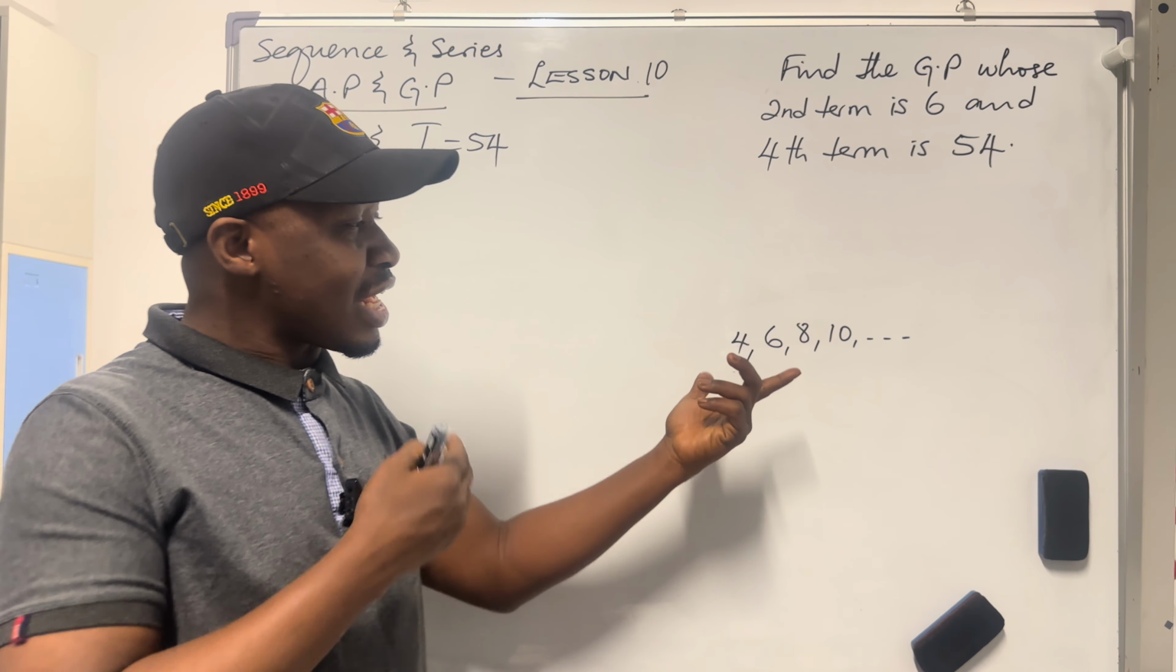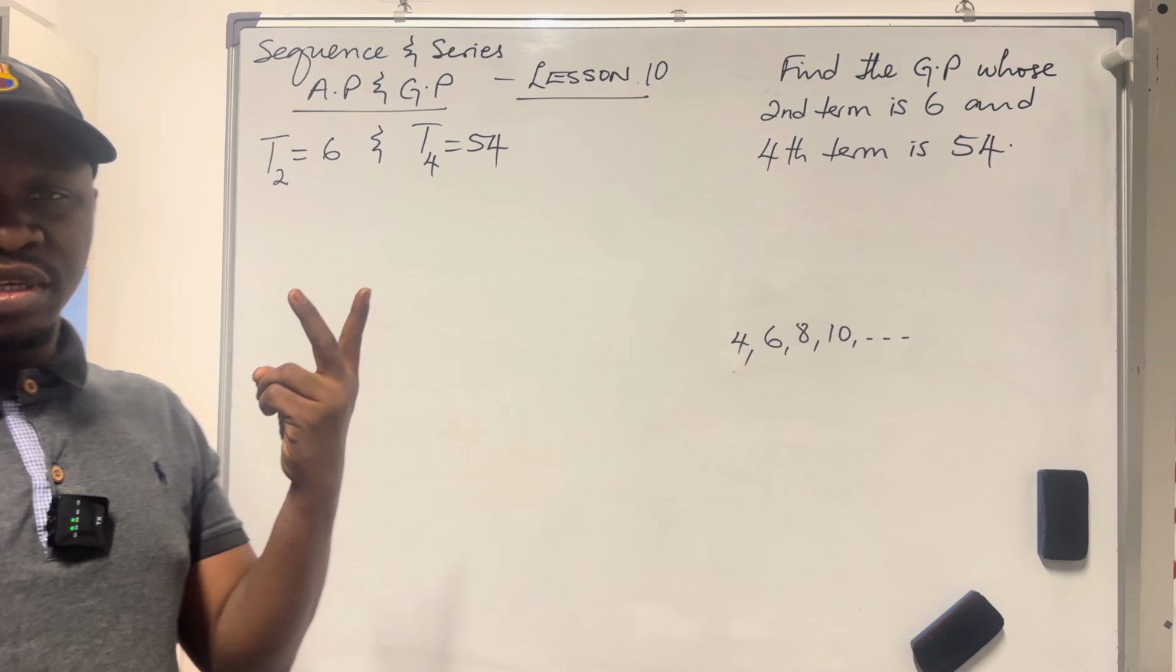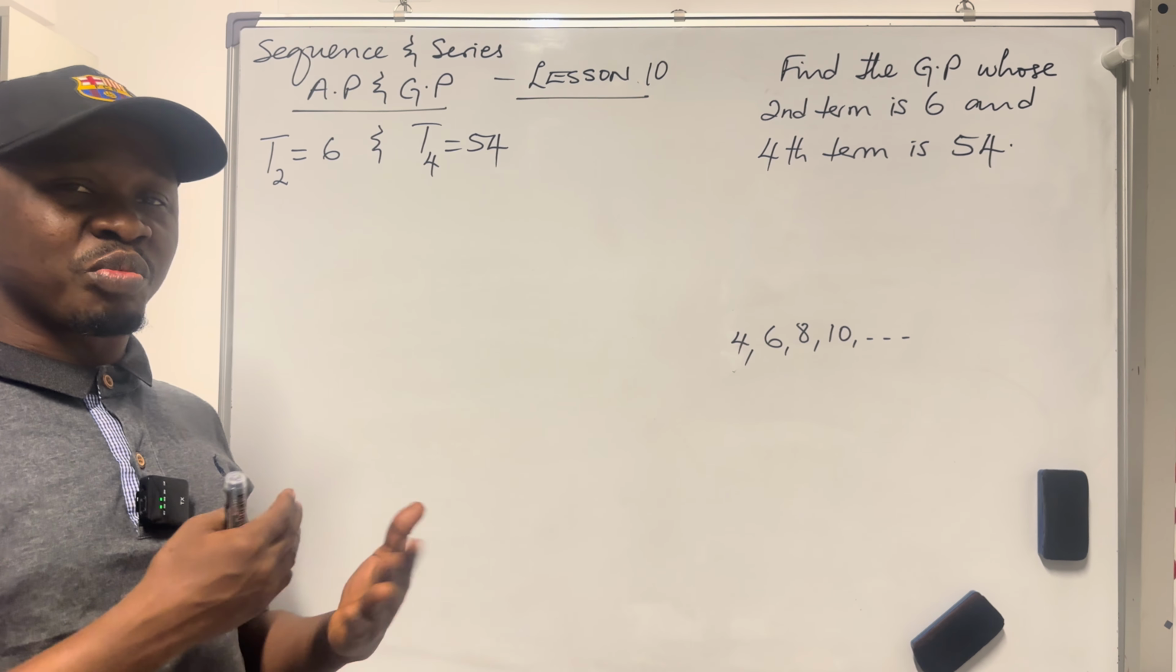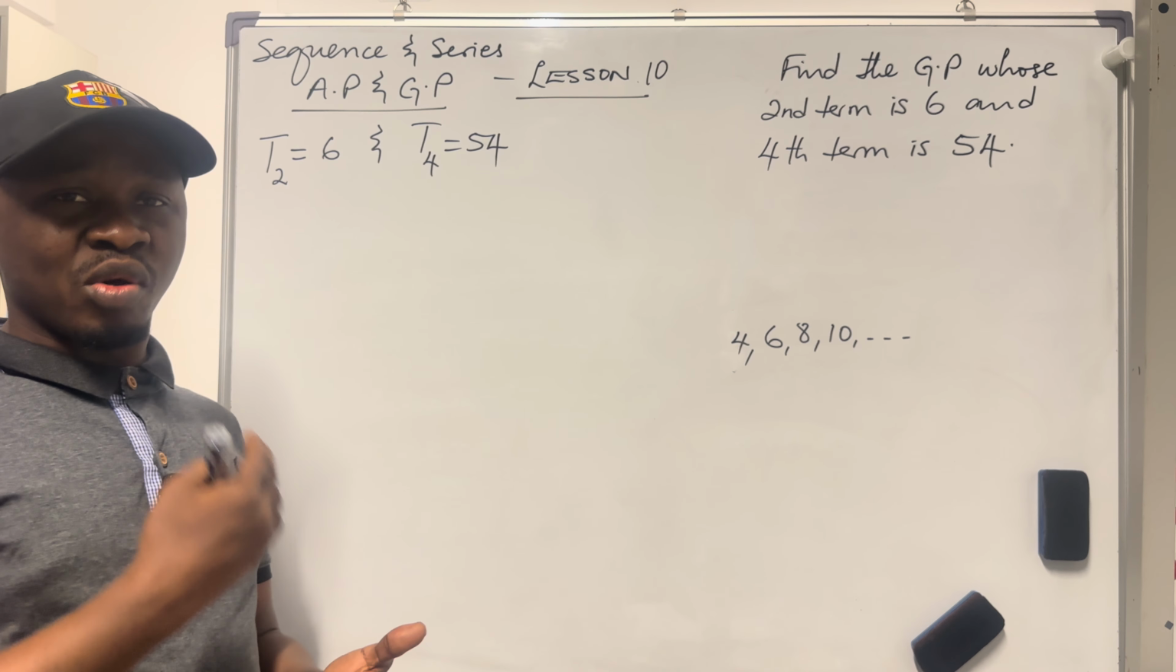You cannot find an AP or a GP with just 2 terms because there is no consistency. We need something to prove that there is a common ratio or a common difference.